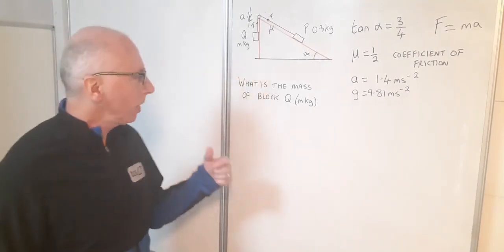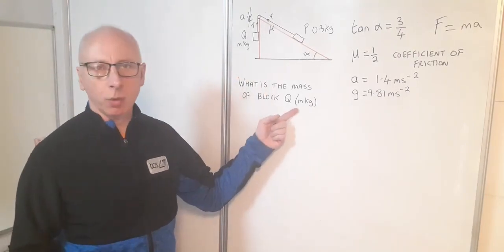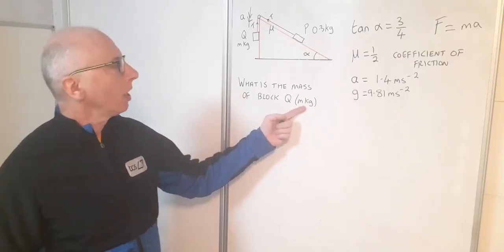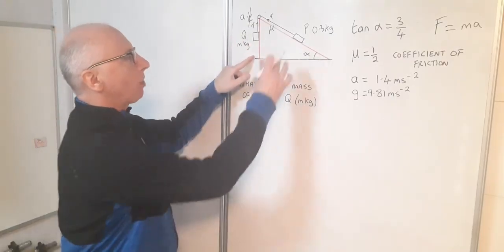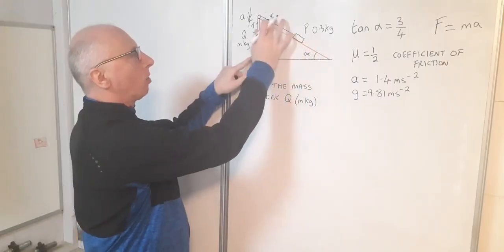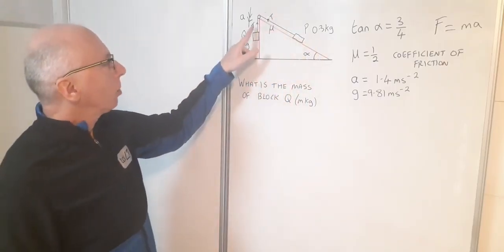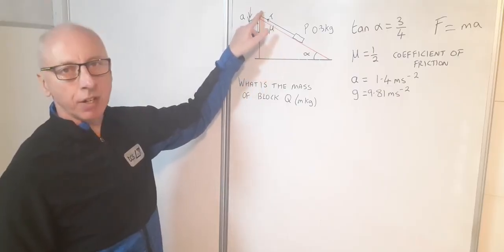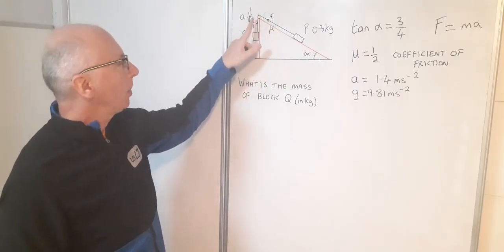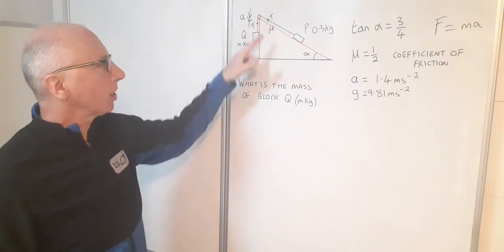So in this question here, we need to calculate the mass of block Q, which is given as m kilograms. Now what's happening here is block Q is falling to the ground and it's dragging block P along with it. And the string which is connected to it has got tension, which will be pointing in the direction of the pulley. So tension in that direction and in that direction.